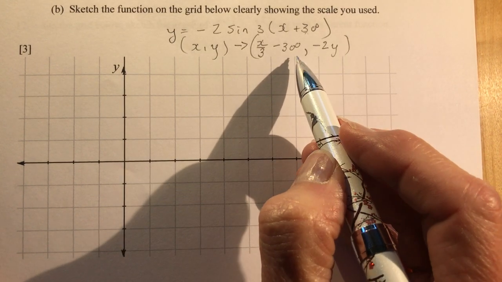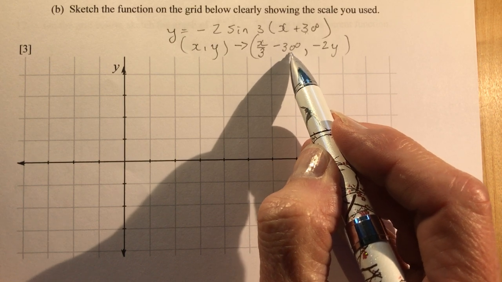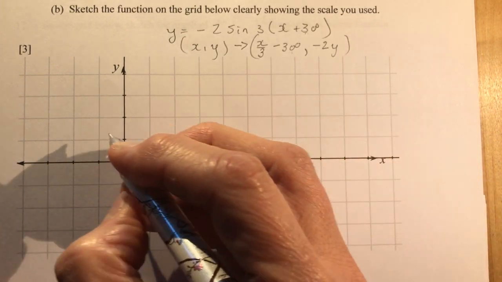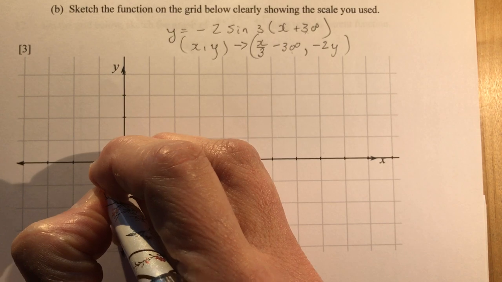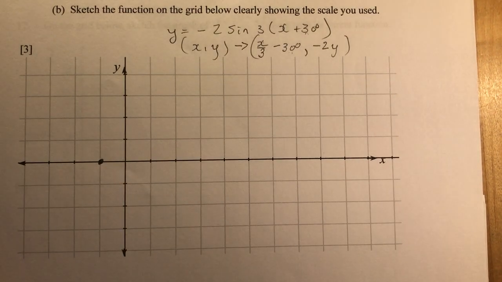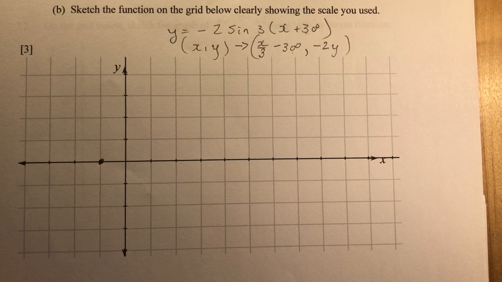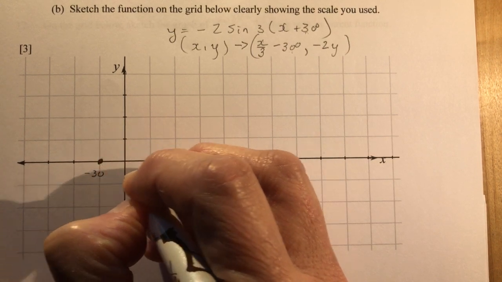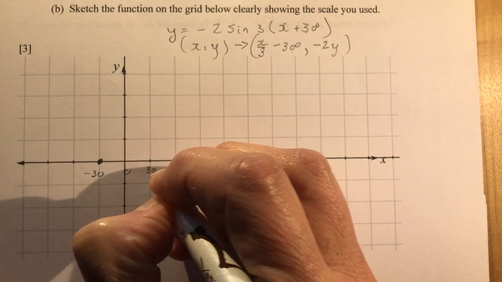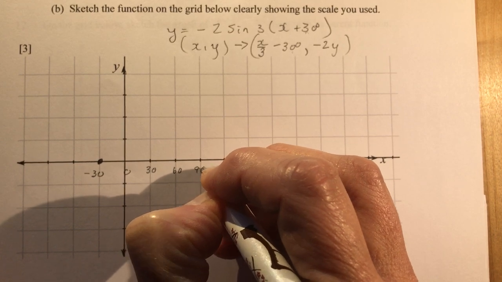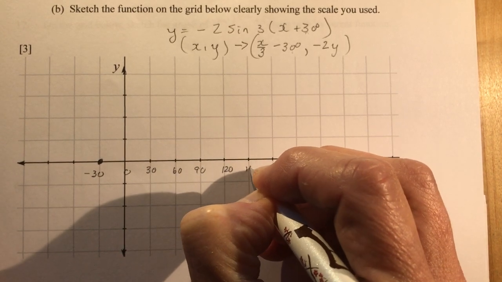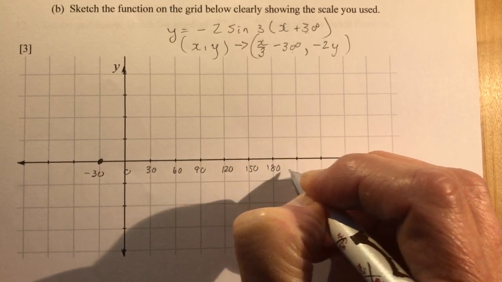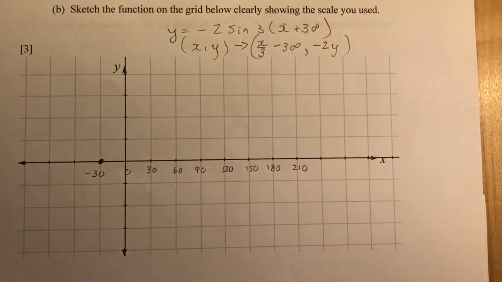Because I know that this is moving to the left 30 degrees, so I'm going to start it here. And I've already said that the period of this function is 120 degrees. That was 360 divided by 3. So I'm going to use these as 30s. So this is going to be minus 30, 0, 30, 60, 90, 120, 150, 180, 210. It's going to be far enough.